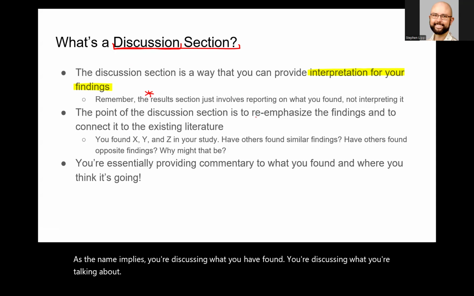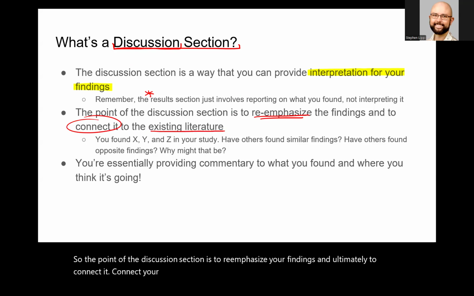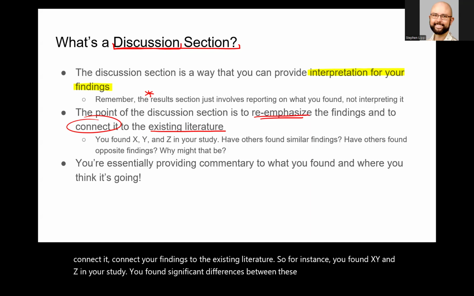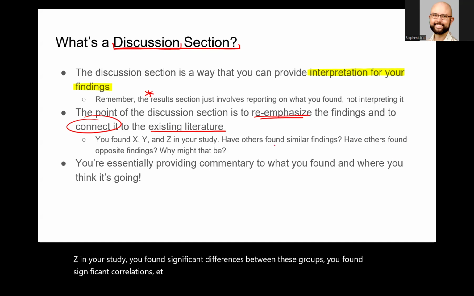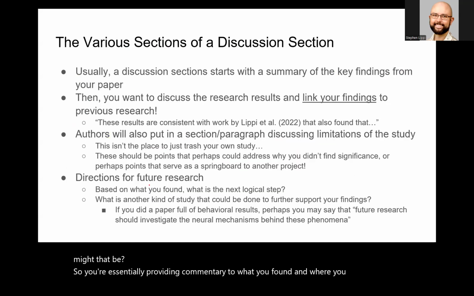So the point of the discussion section is to re-emphasize your findings and ultimately to connect your findings to the existing literature. So for instance, you found X, Y, and Z in your study. You found significant differences between these groups. You found significant correlations, etc. Have other researchers in the literature found similar findings? Have others found opposite findings? And the discussion section really does allow you to start commenting on, well, why might that be? So you're essentially providing commentary on what you found and where you think it's going.